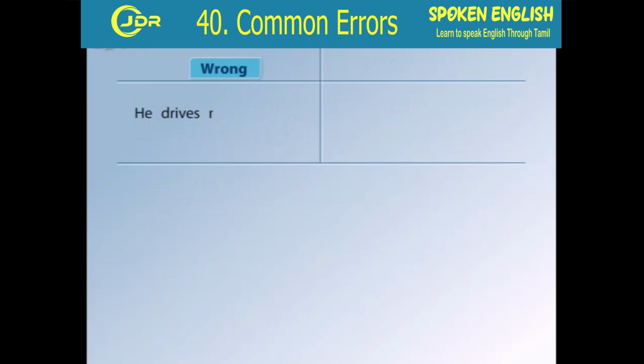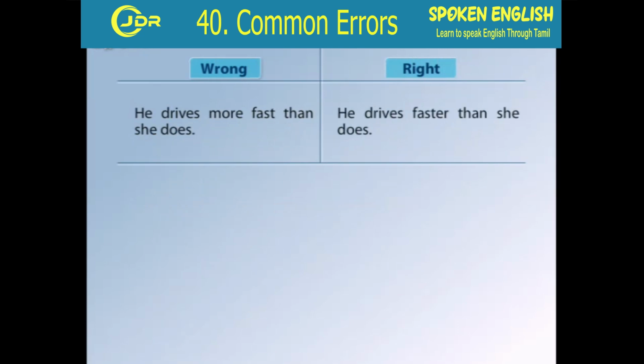Wrong. He drives more fast than she does. Right. He drives faster than she does. Reason: the comparative form of fast is faster.